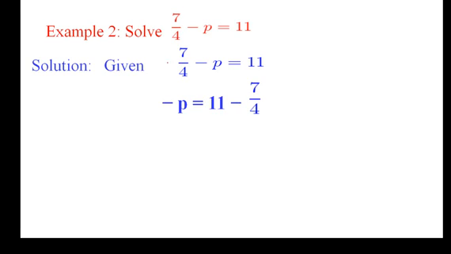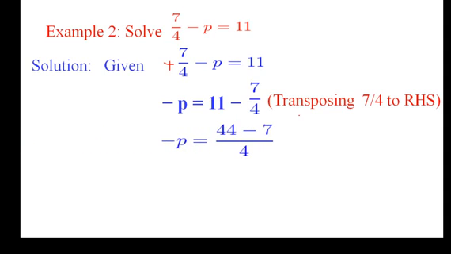Why? Because 7 by 4 has a plus sign. In between, what sign do we have? Minus. But we won't take that minus here. We have to take the sign on the left side of the number. So that is plus. Plus becomes minus 7 by 4. That is important. So transposing 7 by 4 to RHS, we will get minus p is equal to 11 minus 7 by 4.